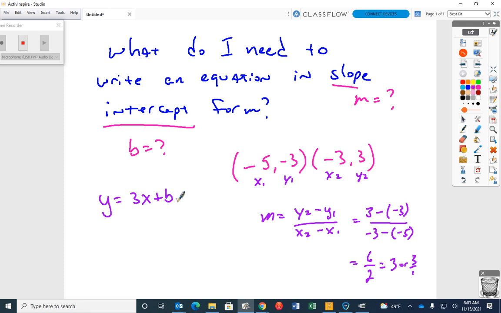Okay. I have half of what I need to graph this, right? Okay. So I have y equals 3x plus b. What do I find next? I need to find what? I need to find my y-intercept. Okay? Well, here's how you find your y-intercept.